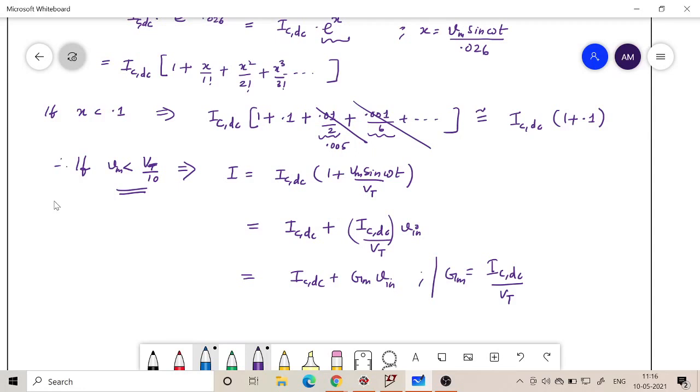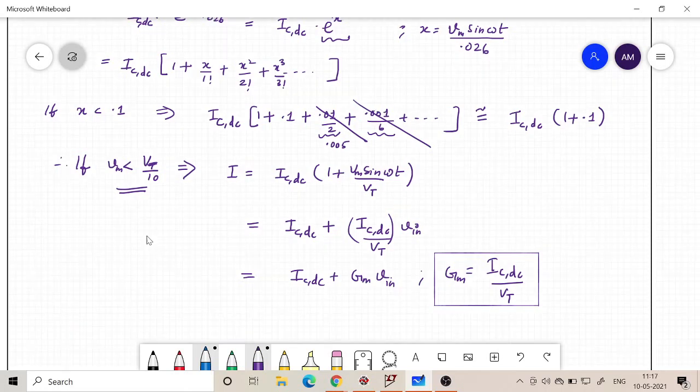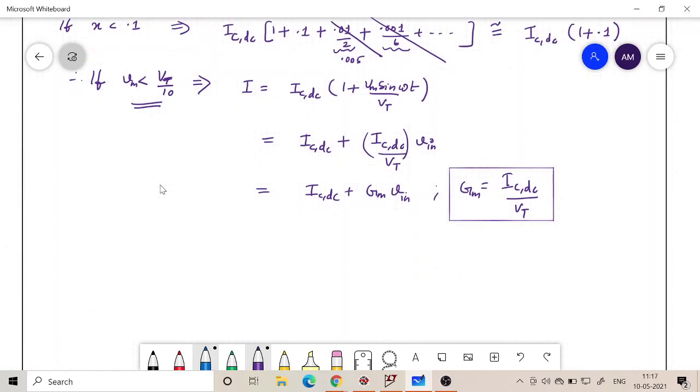This is very important. So how to find out Gm? All you need to do is basically find the DC current, and the DC current we know. If I write what the DC current is, DC current is basically Is into e raised to 0.7 by Vt, that is 0.026. This is my IDC or ICDC, the collector DC current.